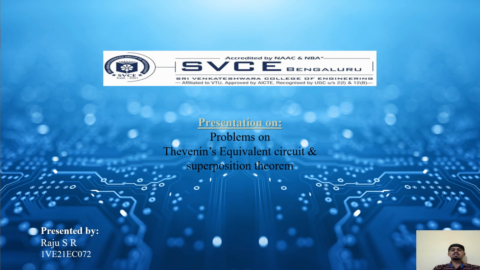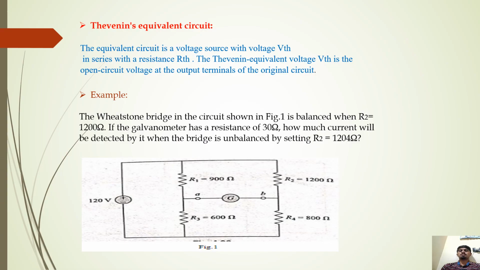I am presenting a presentation about problems on Thevenin's circuit and the superposition theorem. Definition of the Thevenin circuit: the equivalent circuit is a voltage source in series with a resistance. The Thevenin equivalent voltage V is the open circuit voltage at the output terminals of the original circuit.